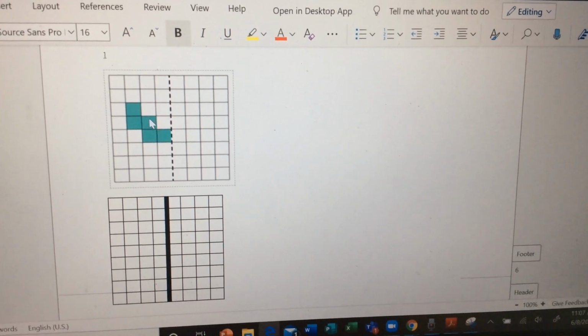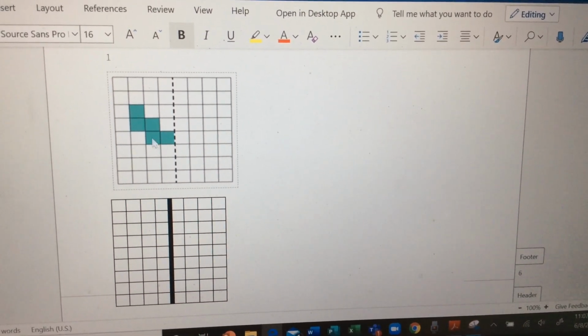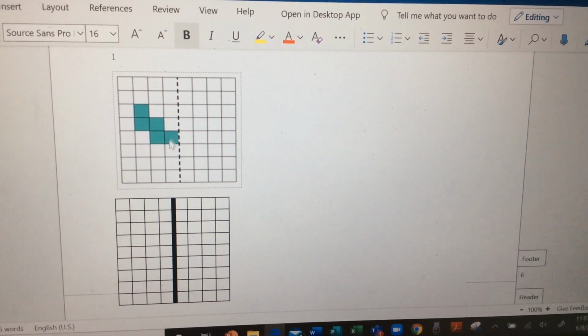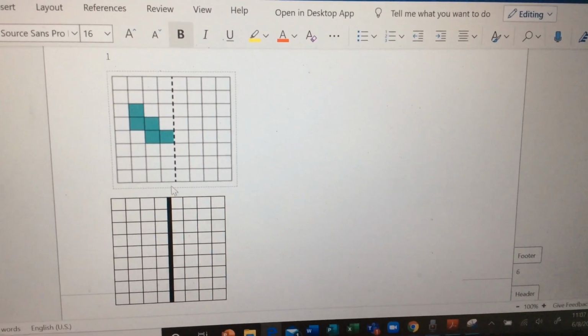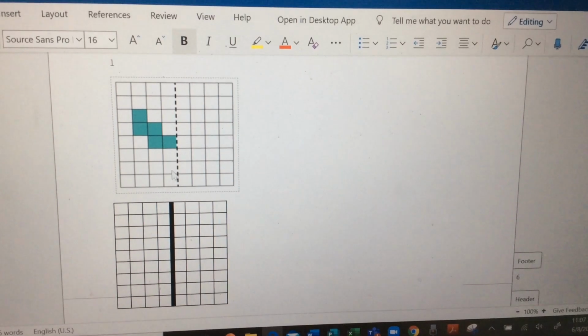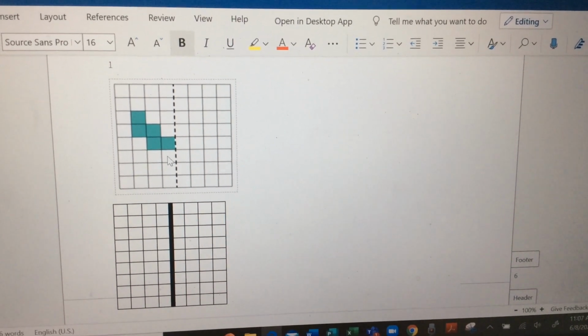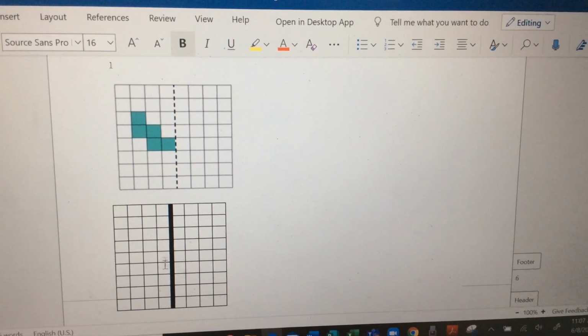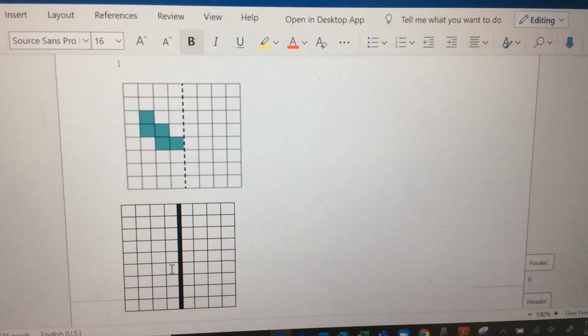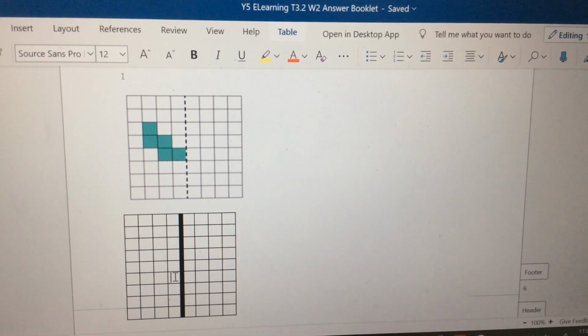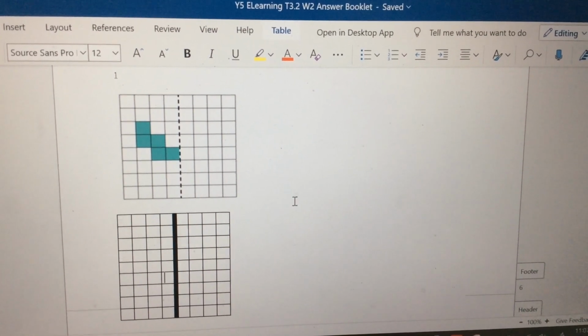So the first thing we want you to do is to colour in the squares to make the shape here. This first square here is 1, 2, 3, 4 from the bottom. So 1, 2, 3, 4 from the bottom. It's going to be that square there where I've got the cursor.